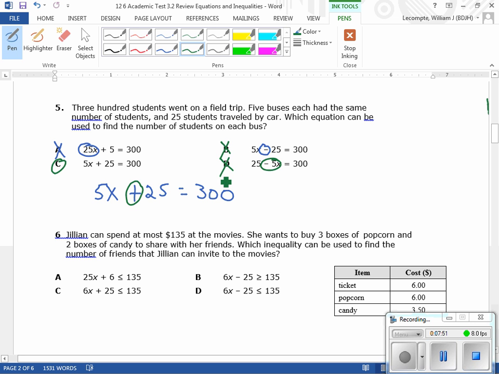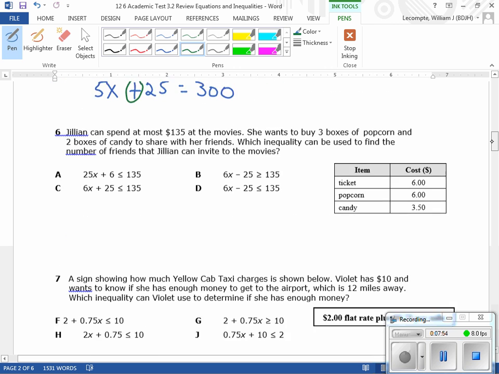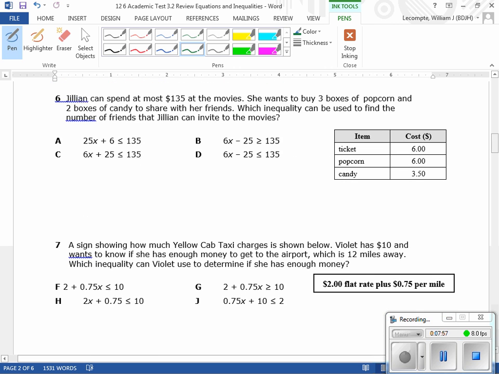Number 6. Jillian can spend at most $135 at the movies. At most looks like that to me. She wants to buy 3 boxes of popcorn and 2 boxes of candy. Let's change these variables to represent popcorn and candy. Right? And that's going to equal less than or equal to 135.